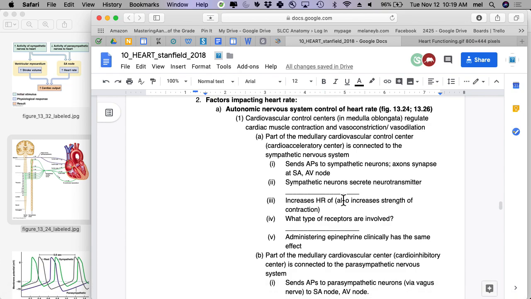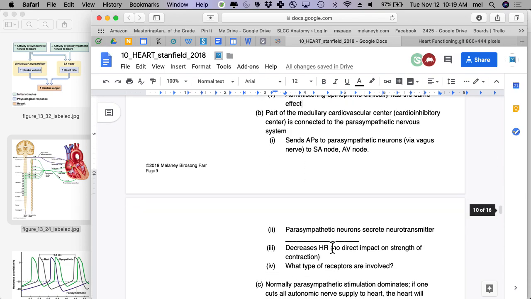It also has another effect that we're not talking about right now, but let's acknowledge it. We are in the heart rates discussion, but of course, when you release norepinephrine, you also increase ventricular contractility, yes? So sympathetic nervous system does two things related to cardiac output, yeah? Okay, and what type of receptors are involved? Adrenergic. And specifically, by the way, they're beta adrenergic, which is why beta blockers are a thing. And we'll talk about those later. Okay, administering epinephrine clinically has the same effect. So epi hits both heart rate and stroke volume.